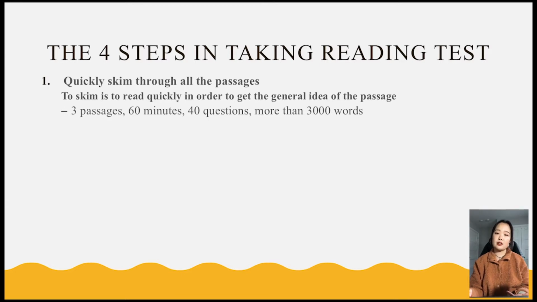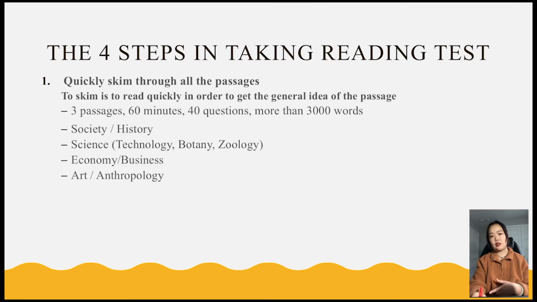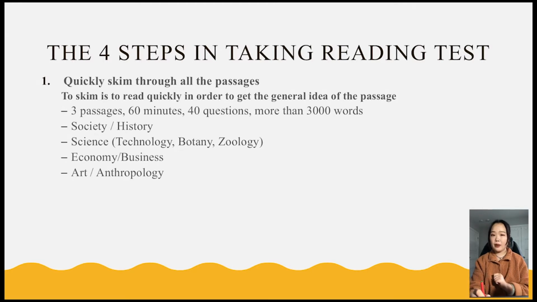And also, as a good English reader, you should really practice the skill of skimming and scanning. So what are we trying to do here in step 1? In step 1, we are trying to take a look at the topic of the 3 passages. In the IELTS reading test, the reading passages generally involve these 4 topics: society, science, economy, and art.